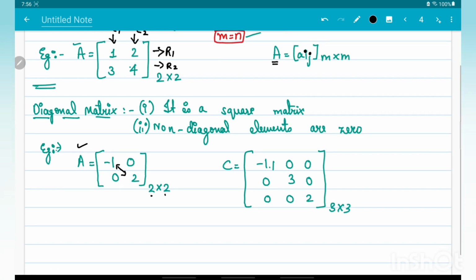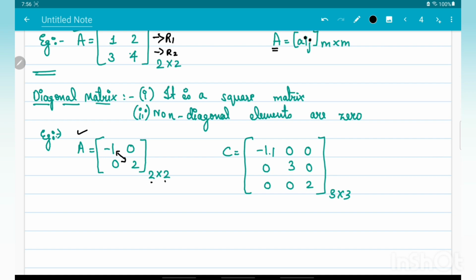Similarly, if you take one more example over here, I've taken a matrix C, and here also there are 3 rows and 3 columns, thereby the order of the matrix is 3 by 3. And the first step is that it is a square matrix, which is verified. Second step is that non-diagonal elements are 0. Now first of all, check what the diagonal elements are. Here -1.1, 3 and 2. If you can see here, these are the diagonal elements. Always take the diagonal elements like this.